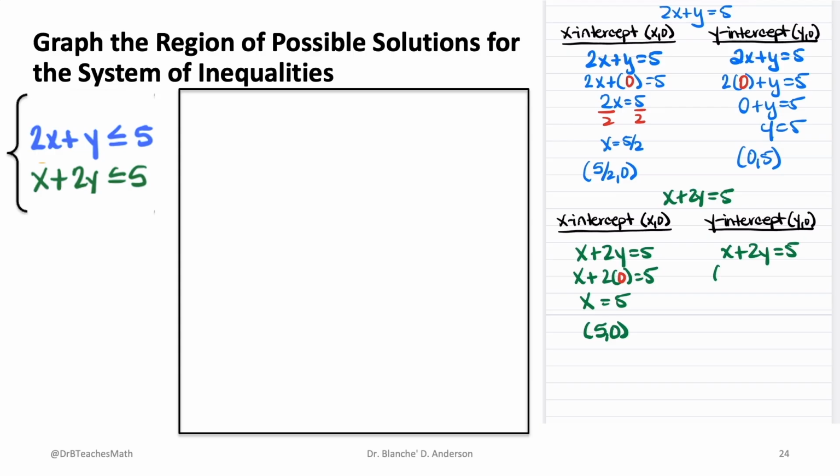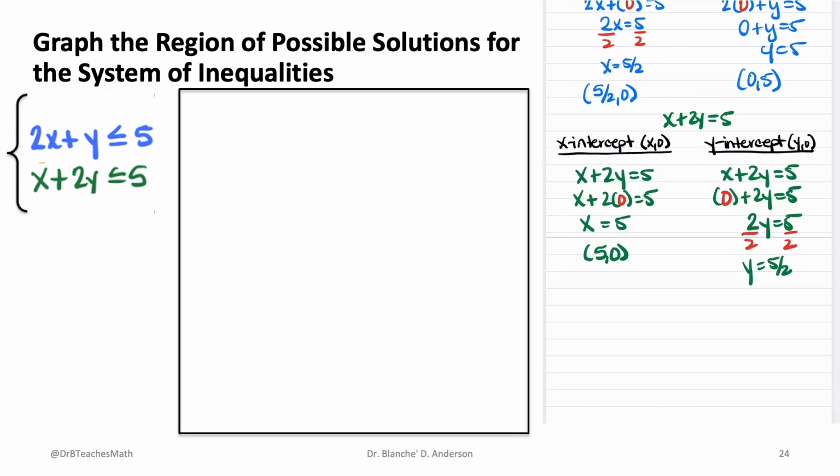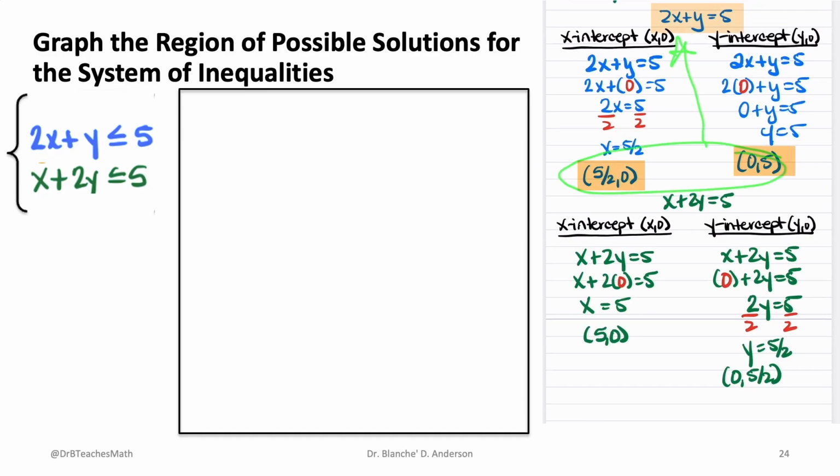And then over here, we need the x to be 0. So then we have 0 plus 2y equals 5. So 2y equals 5, and then we're going to divide both sides by 2, and we end up with y is equal to 5/2. So when x is 0, y is 5/2. These points will help us draw that graph, and these points will help us draw that graph. So far, so good.